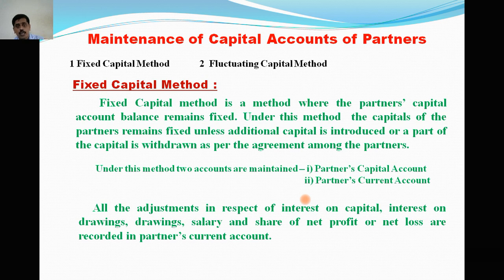Here the capital account balance remains fixed because all adjustments relating to interest on capital, interest on drawings, salary and share of net profit or net loss are recorded in the partner's current account. So the capital account balance remains fixed. Okay. Next, let's move on to see the other method.